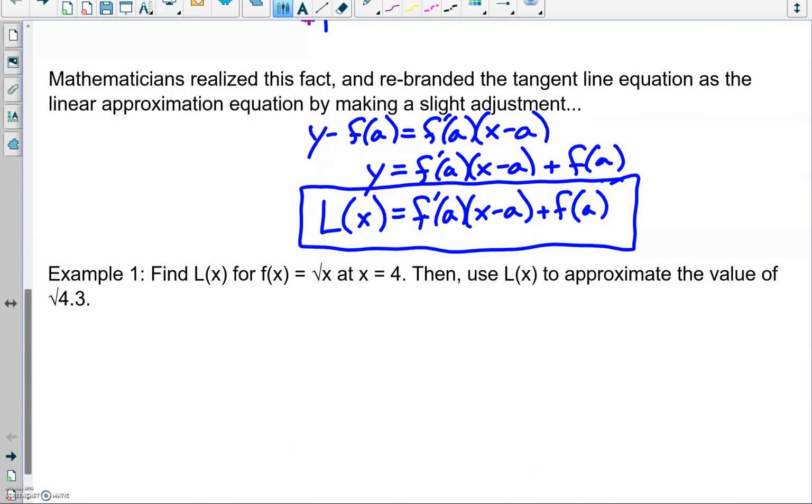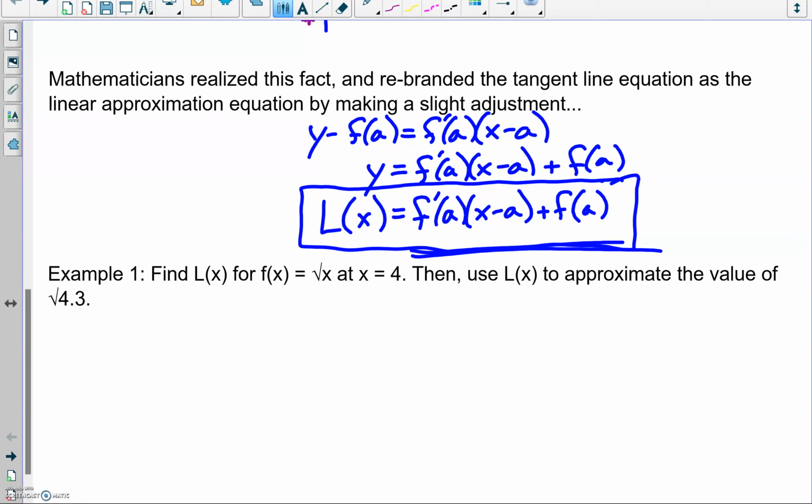So let's go ahead and see this in an example. We're going to find L of x for f of x equals the square root of x at x equals 4. And then we're going to use L of x to approximate the value of the square root of 4.3. So first thing, I'm going to just start building up this formula here.